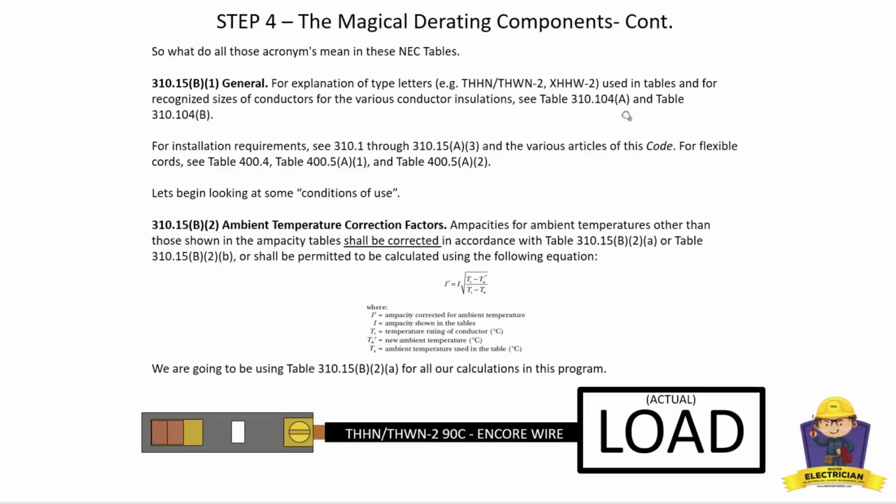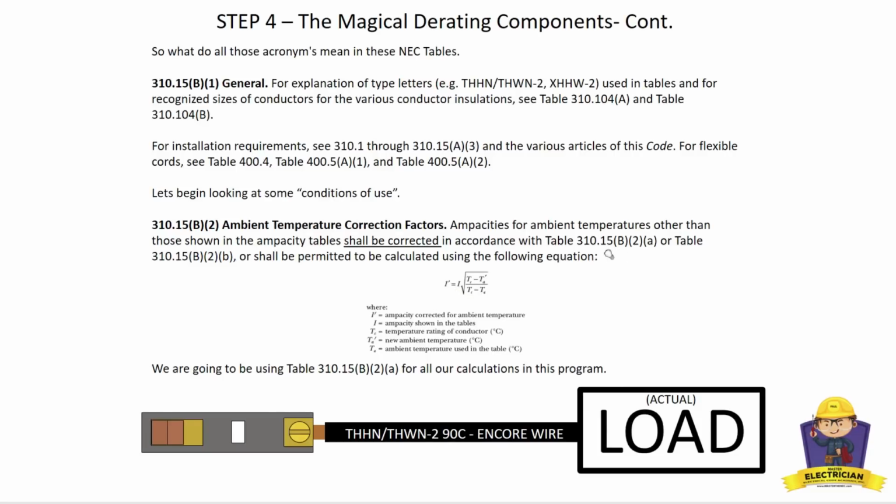All these different things are going to be there for you to do that. Now, let's start looking at some conditions of use here. So first one we want to educate ourselves on is the ambient temperature correction factor. Now there is a formula, but the code says that I can use a formula or I can use a table. In our case, we're going to use a table, 310.15(B)(2)(a).